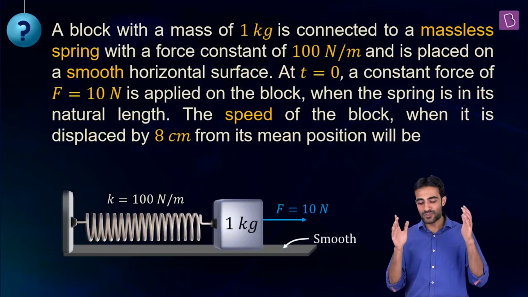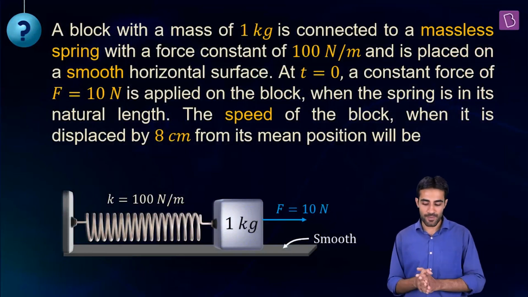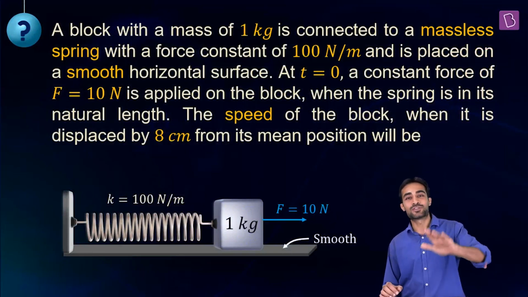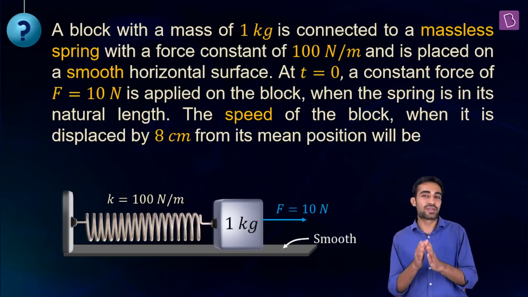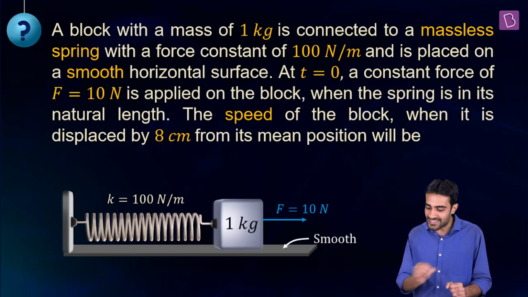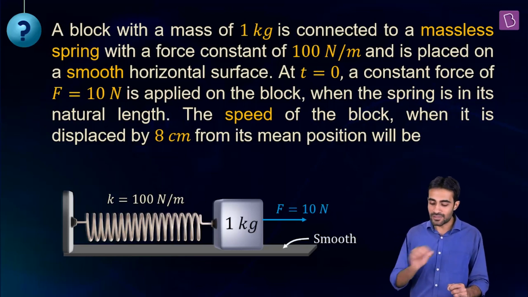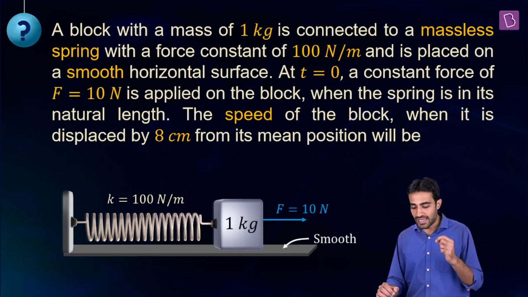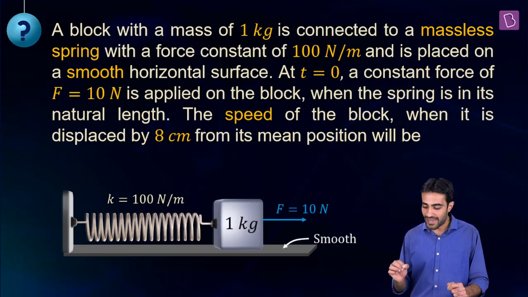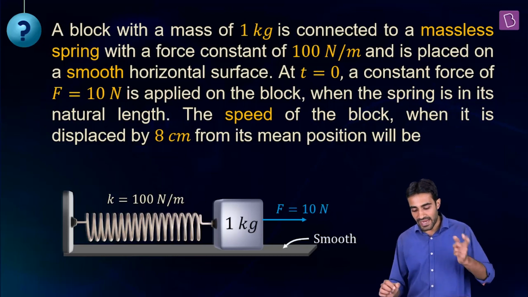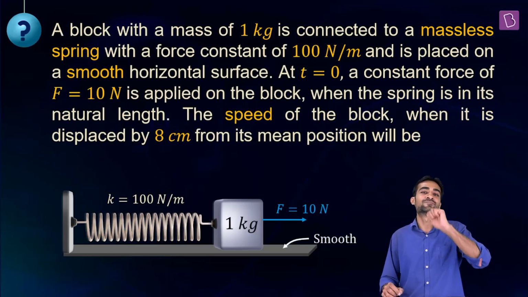A block of mass 1 kg is connected to a massless spring of force constant 100 Newton per meter and it is placed on a smooth horizontal surface. So look at the figure. You can see the block and you can see the spring. At t = 0, a constant force of 10 Newton is applied on the block when the spring is in its natural length. The speed of the block when it is displaced by 8 centimeter from its mean position will be.